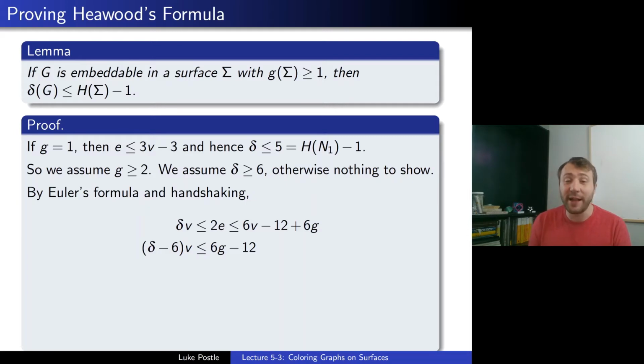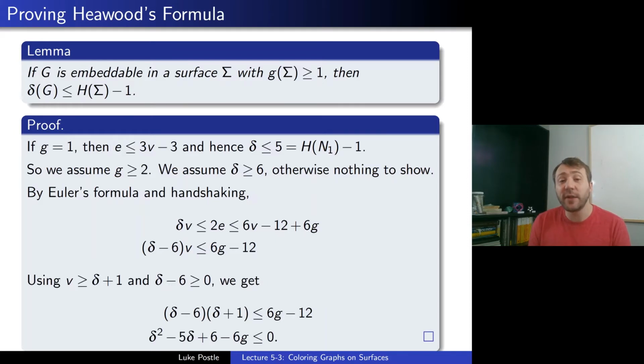By Euler's formula and the handshaking lemma, we know that twice the number of edges, which is the sum of the degrees by handshaking, is at least delta v, but it's also at most 6v minus 12 plus 6g by Euler's. So if you rearrange this, you see that delta minus 6 times v is at most 6g minus 12. Okay, great. What can we do with that?